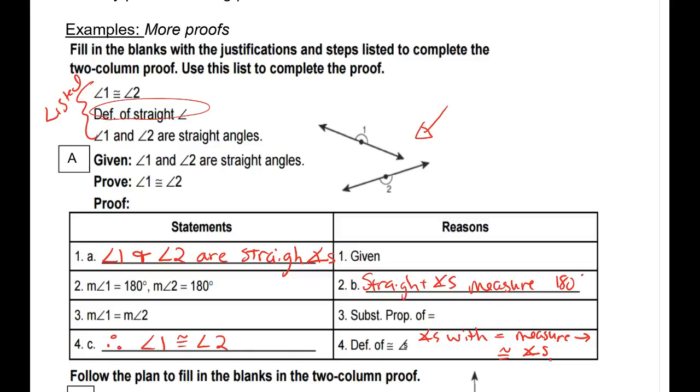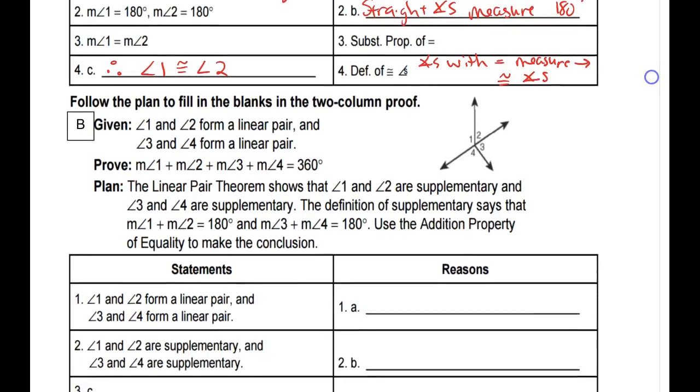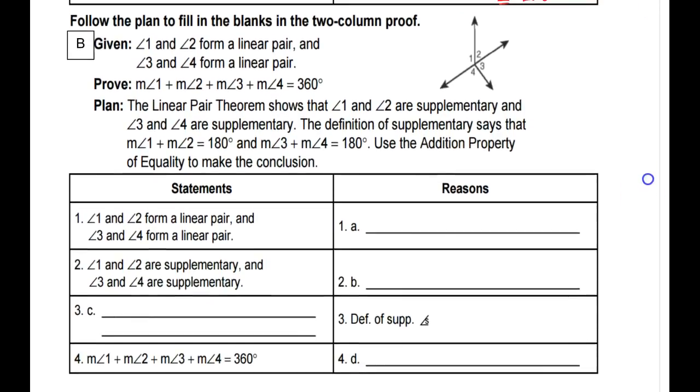All right, let's look at another one. Oh, lovely proof. I mean, we all are overwhelmed by this. Now, your book tries to be helpful. It says, here's your given. I want to show given angle 1 and angle 2 form a linear pair, and angle 3 and angle 4 form a linear pair. I want to prove that the sum of all 4 angles is 360. Guys, would that actually have to be the case? Yeah, so we know we can get there.